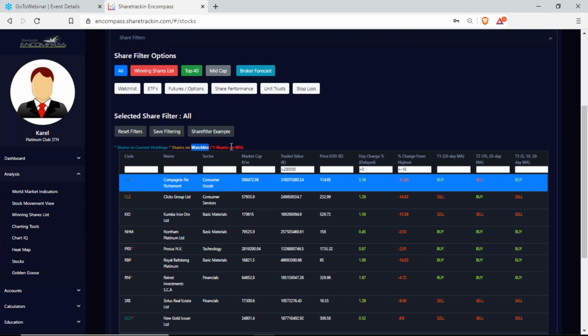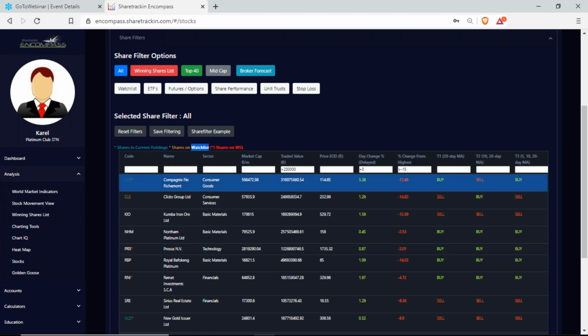Next, we have shares on the WSL. Shares on the WSL is winning shares list. In other words, if I look next to CFR, it has a little red asterisk, meaning that that share is one of the guru's winning shares. Okay.